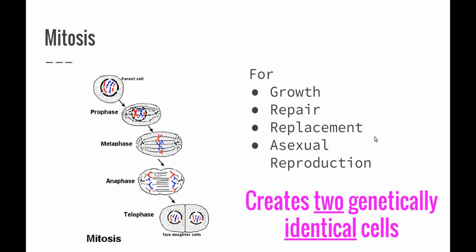So as we know, mitosis is the process of cellular division that creates two genetically identical cells through the processes of prophase, metaphase, anaphase, telophase, and then lastly, during the process of cytokinesis, the cell finally splits into two, and we have two cells that are identical to each other and identical to our original parent cell.